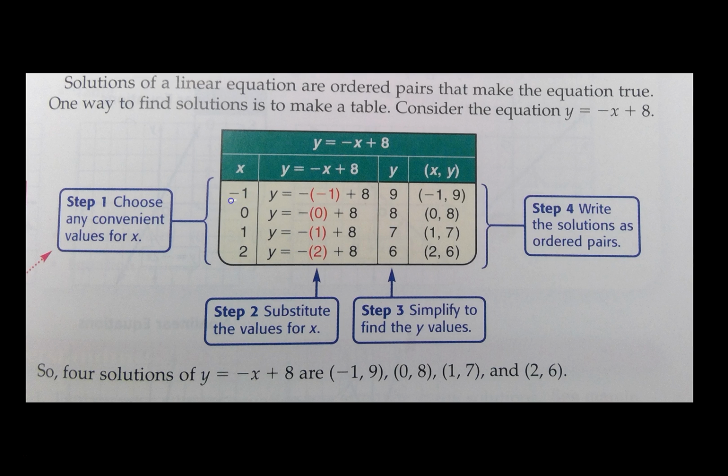And then you take the values, negative 1 and 9, and you put them in over here. So 0, 8, 1, and 7. So that would be convenient numbers. And you just kind of got to pick them for that. So we'll review those again. Write the solution as ordered pairs.